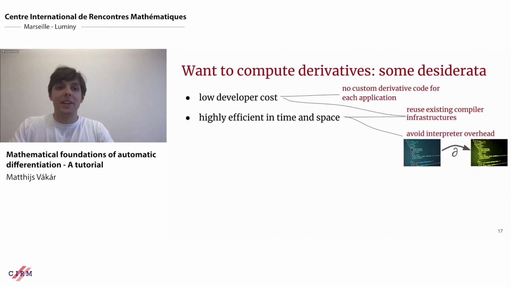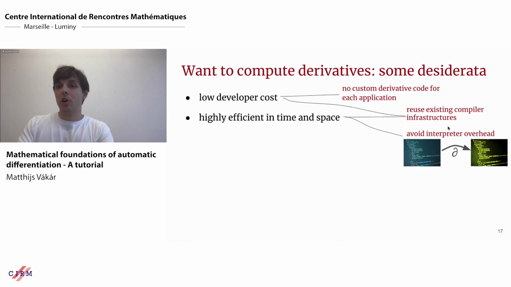Now, ways of getting this good time and space behavior is, first of all, to come up with an algorithm that has the right complexity. And then, I think very importantly, we want to reuse existing compiler infrastructures because we don't want to worry about all the low-level implementation details, right? People have already written efficient array processing libraries. We don't want to have to reinvent the wheel just because we're calculating derivatives. Ideally, we'd also like to avoid interpreter overhead where possible. So we want to do as much of the differentiation at compile time as possible and expose as much of the code as we can to the compiler that can then optimize it.